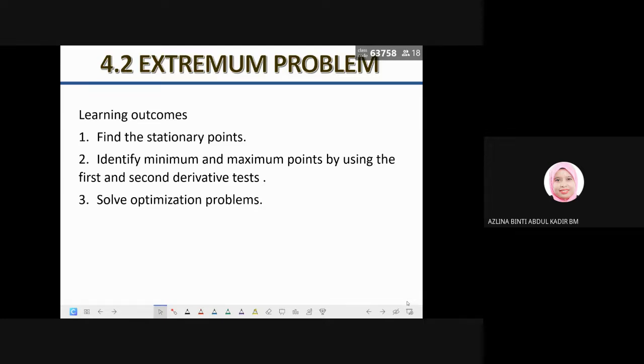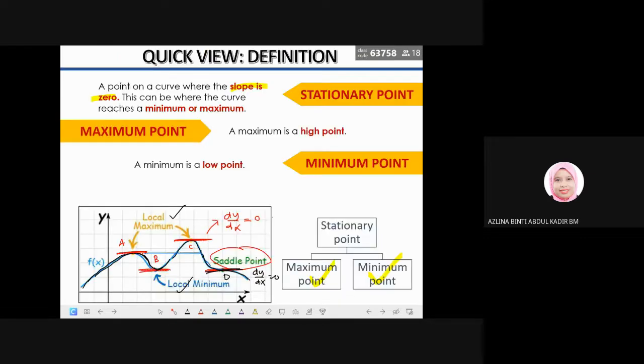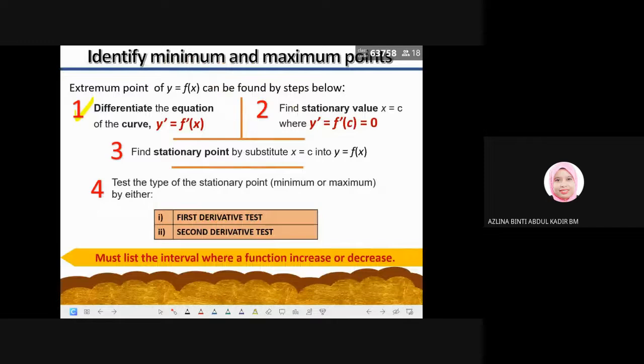So today we are going to continue 4.2 extremum problem. We have three outcomes. The first one we discussed last week, find the stationary points. Today we will discuss how to identify minimum and maximum points by using the first and second derivative test, and solve optimization problems.